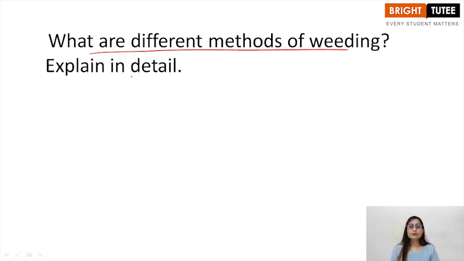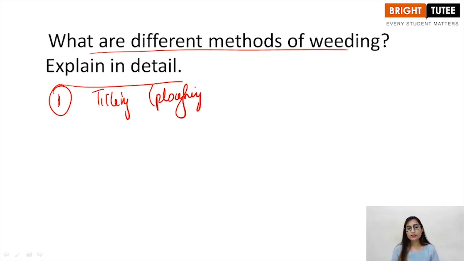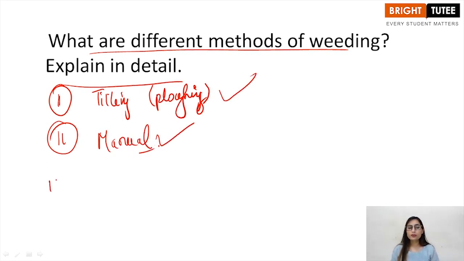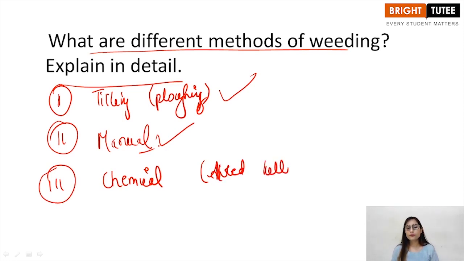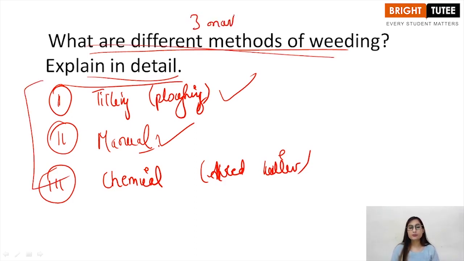What are the different methods of weeding? Explain in detail. First one is tilling or plowing, you can say. You can explain it yourself, and you can watch the lecture as well. I am just writing the names of the methods. Second one was manual, in which you use a khurpi. You already know about plowing, and you know about manual. Third is chemical, in which you spray the weed killer, which does not affect the crop. So these are the different methods of weeding. You have to explain them in detail. This is a 3-mark question.